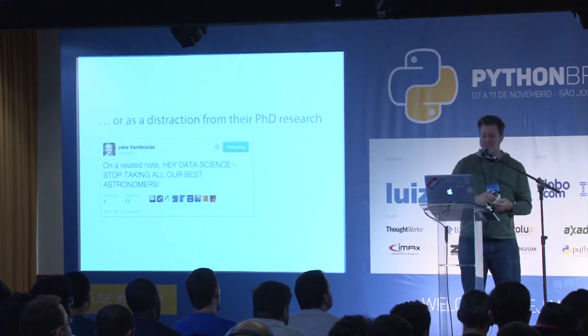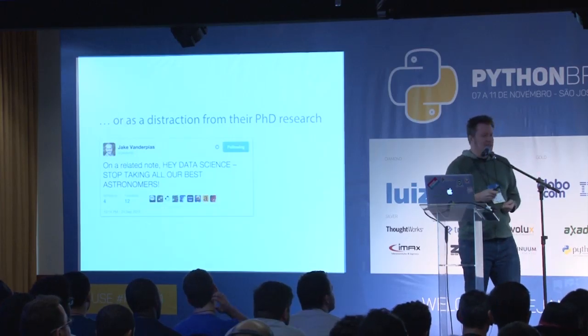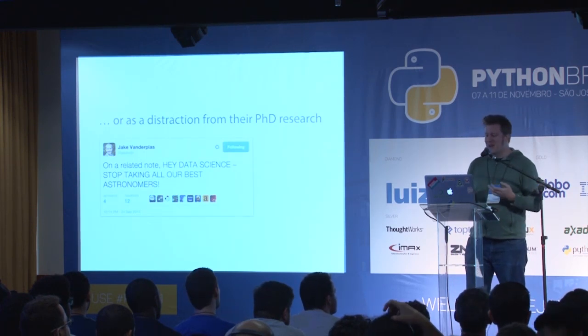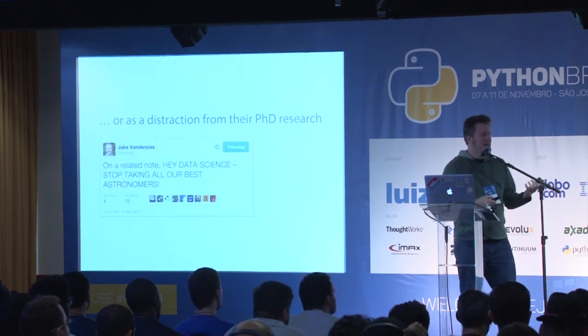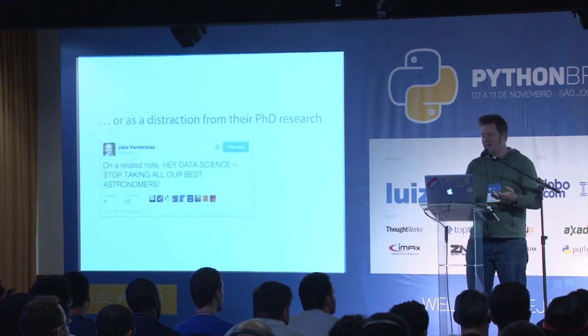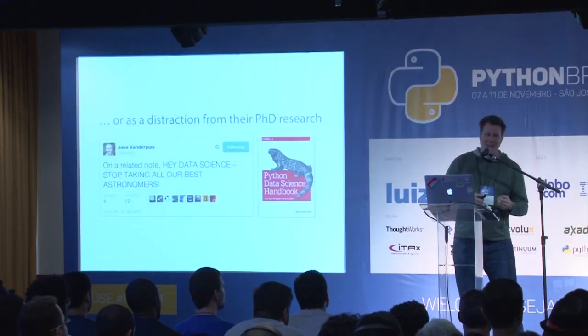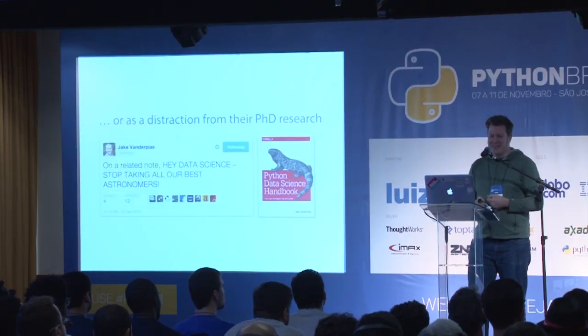There's another slide I stole. This was Jake Vanderplas. He's the author of one of the scikits, and he's done just amazing work in developing great data science tools for Python. But he was complaining, I think last year, to stop taking all of our good astronomers. So he's an astronomer. But of course, he promptly went out and published his own book on data science. So I don't know, we can take that with a grain of salt, I guess.